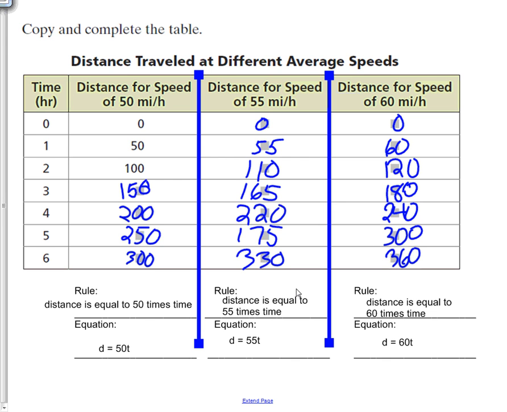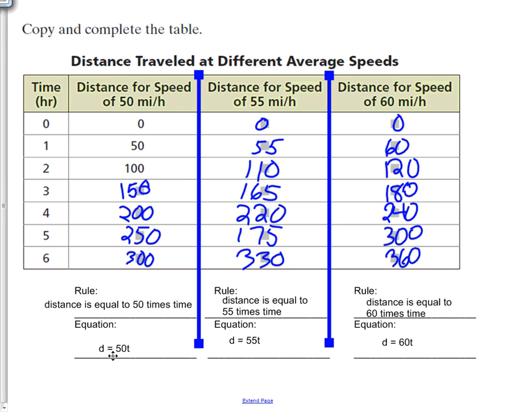Now, for my rules, to figure out distance, that's what I was trying to figure out, distance. Distance is equal to 50 times time. Our next one, distance is equal to 55 times time. All I did was take 55 times 2, 55 times 3, and that was in the time column. So for my rule for 60 miles per hour, distance is equal to 60 times time. 60 times time gave me my distance.